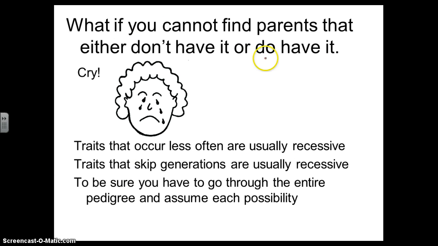So sometimes you can't have parents that either don't have it or do have it, or the pedigree doesn't have enough data. So the only things you can sort of see is that recessive traits occur less often, and traits that skip generations are usually recessive. But to be absolutely sure, you have to go through the entire pedigree and assume each possibility. But the AP test will not give you such Punnett squares.